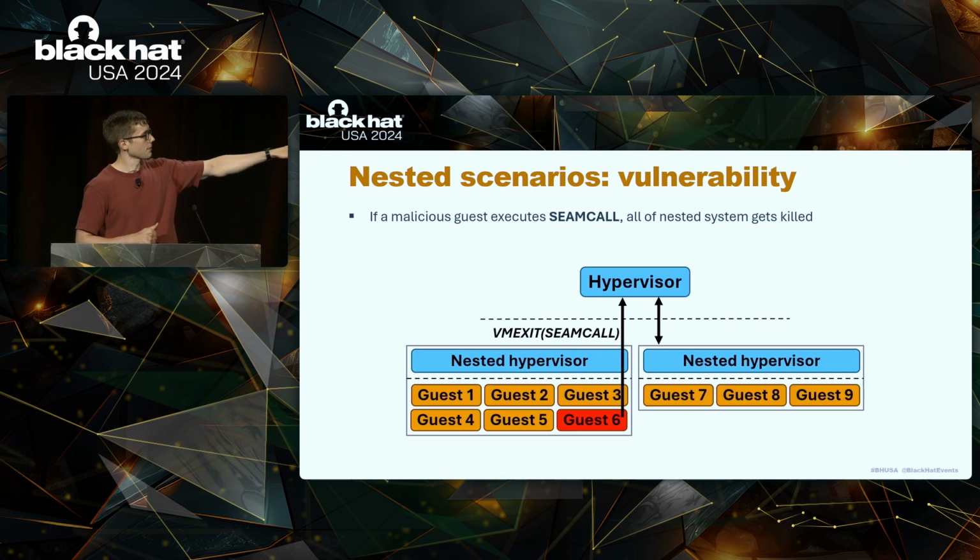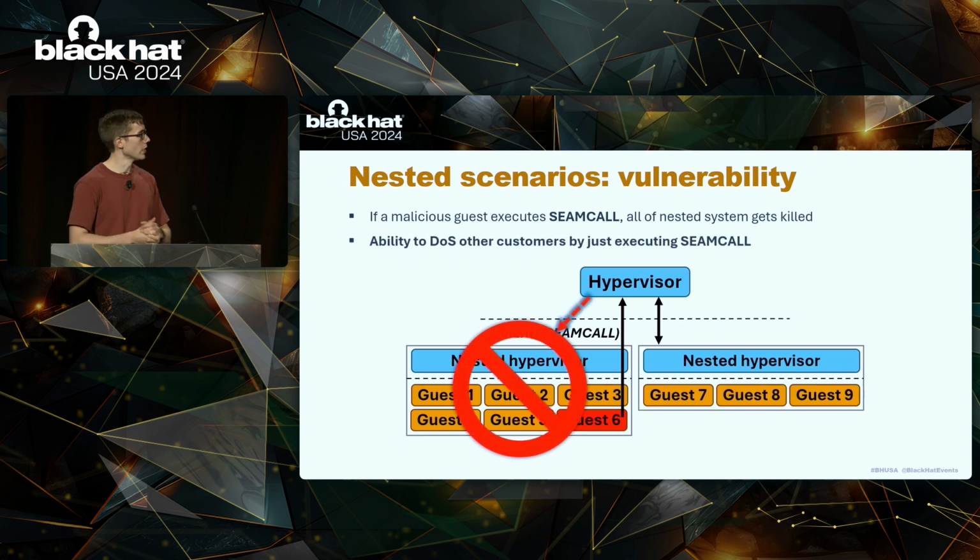It's that if a malicious customer, guest number 6, for example, executes the SIM call instruction, that generates a VM exit to the outer hypervisor. But if the hypervisor doesn't recognize the SIM call instruction, then the hypervisor kills the whole guest, which means it also kills all the other guests of the other customers in the system. So essentially, because the SIM call instruction is unconditionally recognized, we can have the case where a malicious customer, guest number 6 here, can do a denial of service on a whole bunch of other customers in the cloud by just executing the SIM call instruction.